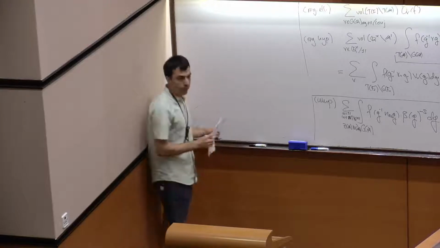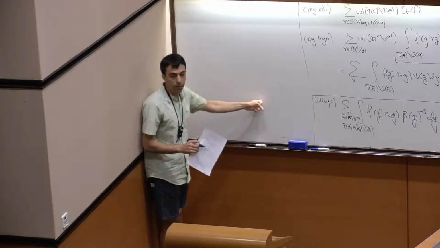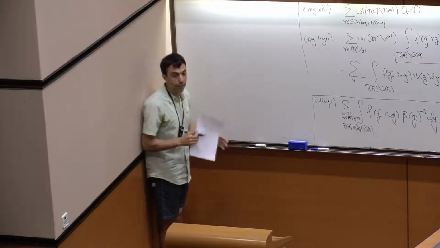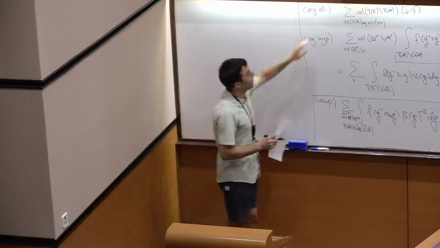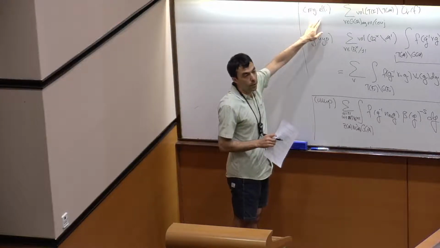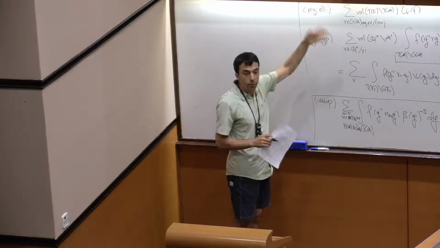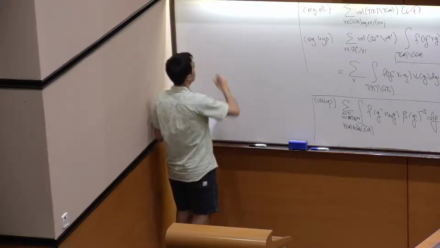Well, the first step is very easy. We look at the central terms. They're already stable. We're done. Very good. The next thing is we look at the regular elliptic terms. Well, there is a lot of work involved there, but we did all of that work already in the first lecture. So let me just remind you.